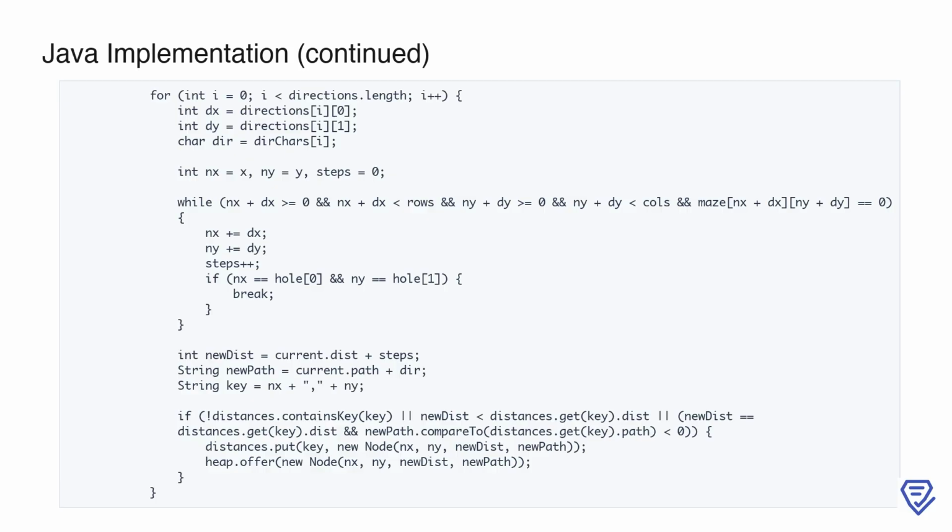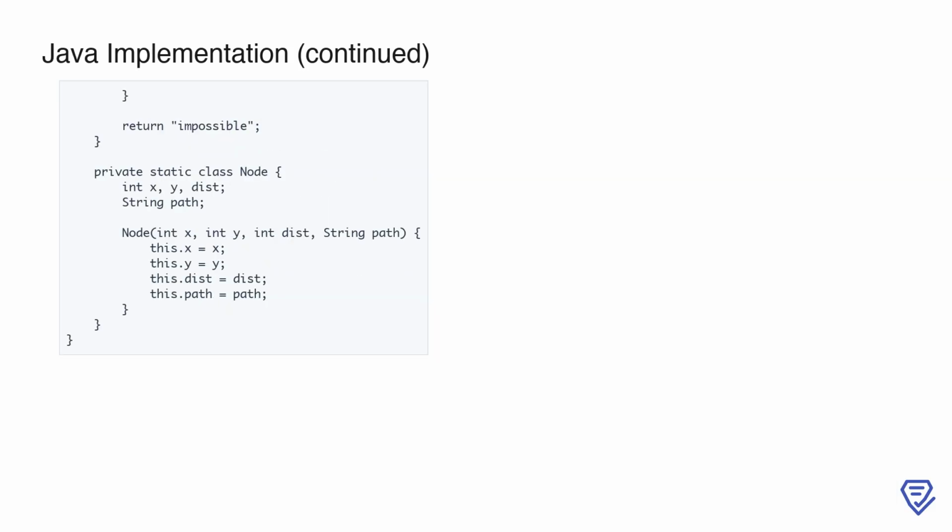Using the position key, formatted as NX NY, we check if the new position either hasn't been visited yet, or if the new path offers a shorter distance or a lexicographically smaller path than the one currently recorded. If any of these conditions are met, we update the hash map with the new node and add it to the heap for further exploration. After exploring all possible directions and processing all nodes in the heap, if no path leads to the hole, the function returns impossible. Finally, we define the node class to represent each state in the maze.